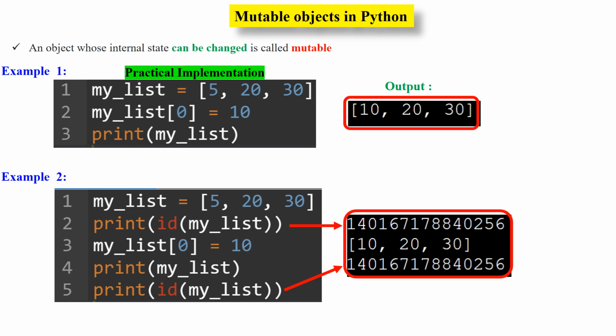Does that mean we actually created a new object when assigning a new value to the first element of my_list? Again, we can use id to check. Now, look at example 2. Both ids are the same.